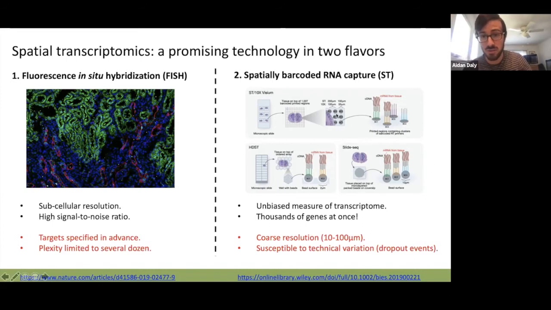It's basically as coarse as we can print these spots together. So this can range anywhere from 10 to 100 microns, depending on the technology you're using. And it's also susceptible to some technical error. There's a chance of dropout events, which are basically mRNAs that are present in the tissue, but for whatever reason are not captured by the probe. So these are the pros and cons of each technique.